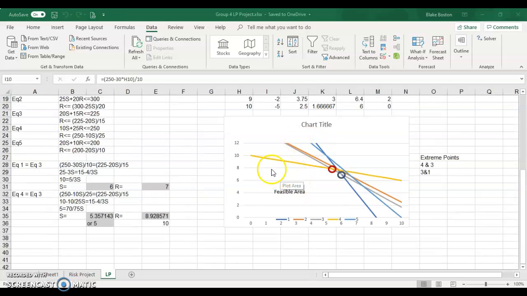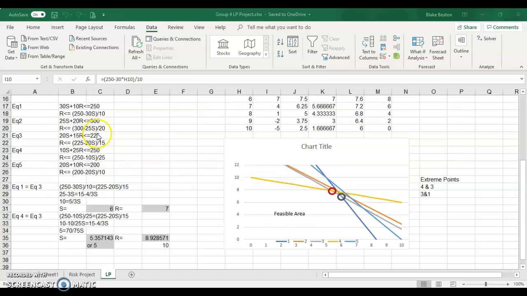Now, we know that this is our feasible area because each of our equations is set less than or equal to. And since we never had to divide by a negative, we never had to switch any of our signs. So this is a feasible area we're working with. And from what we found, the 2 points that crossed within our feasible area were right here. Those would be our 2 extreme points. Now, those 2 extreme points that crossed were our equations 4 and 3 and 3 and 1. So using those 2 extreme points, that's what we solved for.